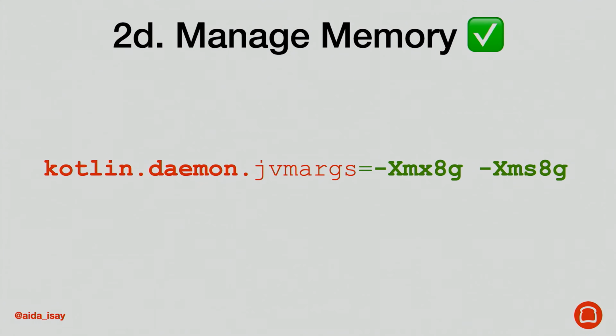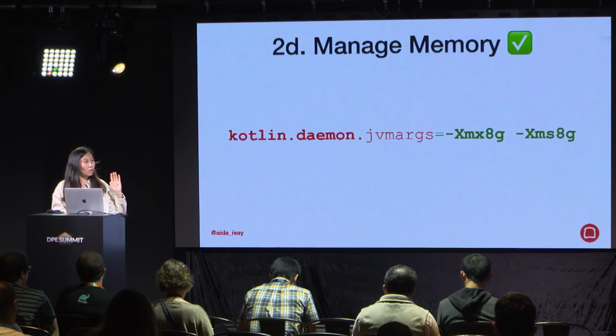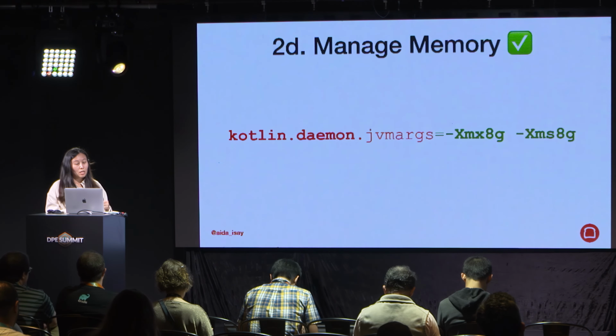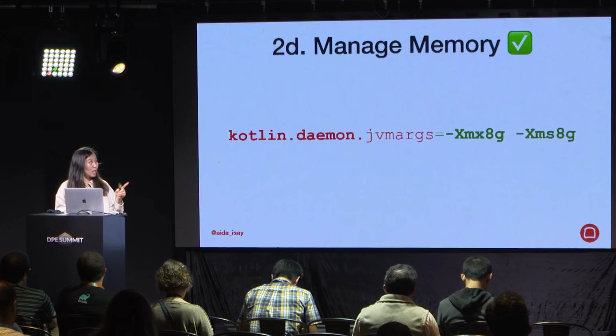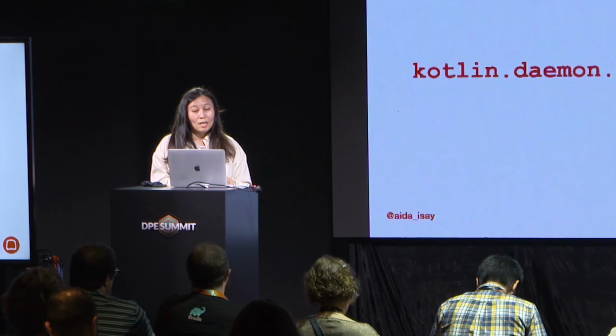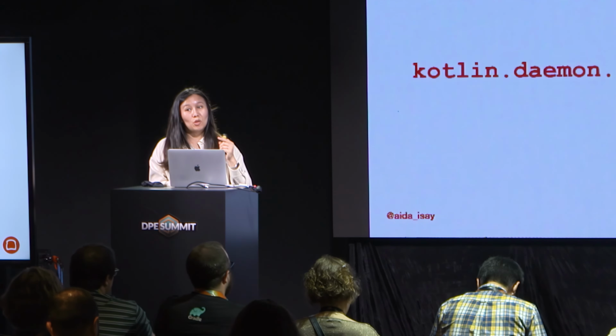Next one, continuing the conversation on managing memory. Most modern Android apps use the Kotlin language to build features, right? Which means the Kotlin daemon is running behind the scenes along with the Gradle daemon. It usually starts when one of the Kotlin compile tasks starts to compile sources. If you don't specify the heap size for the Kotlin daemon, what ends up happening is the Kotlin daemon inherits the values from your Gradle daemon.